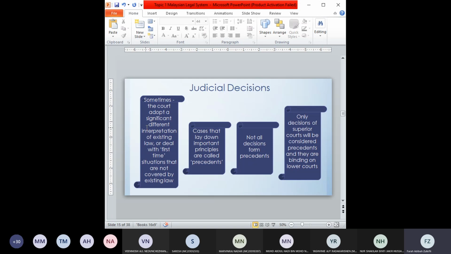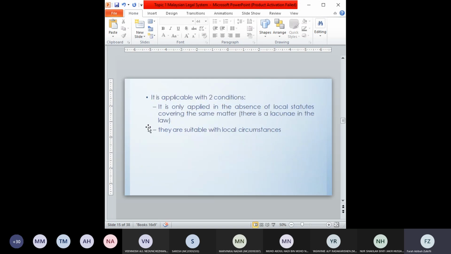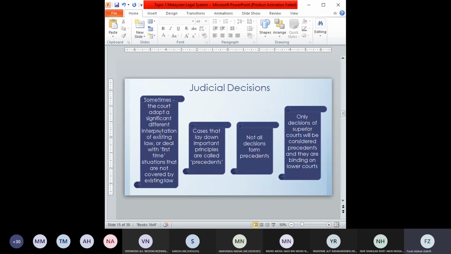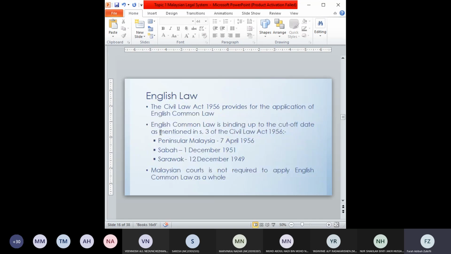So we'll continue with the next source of law, which is English law. We have an act called the Civil Law Act 1956. This act provides for the application of English common law. According to the Civil Law Act 1956, we can apply English law. When we talk about English law, we are talking about the law enacted in the UK, so it is applicable in Malaysia.